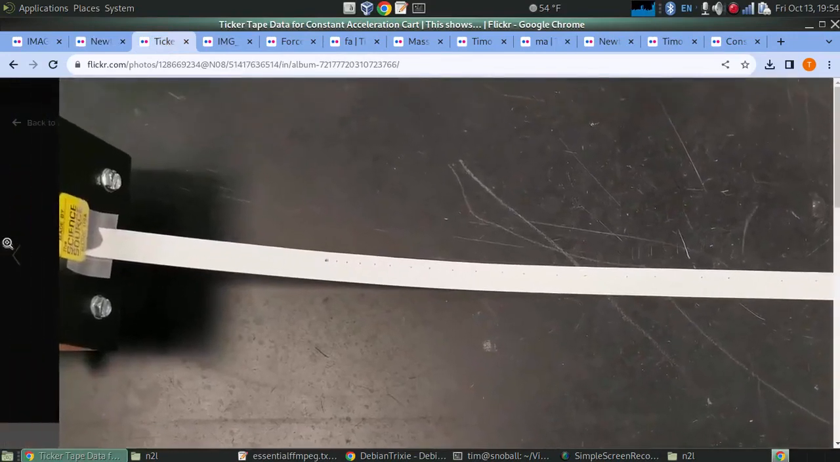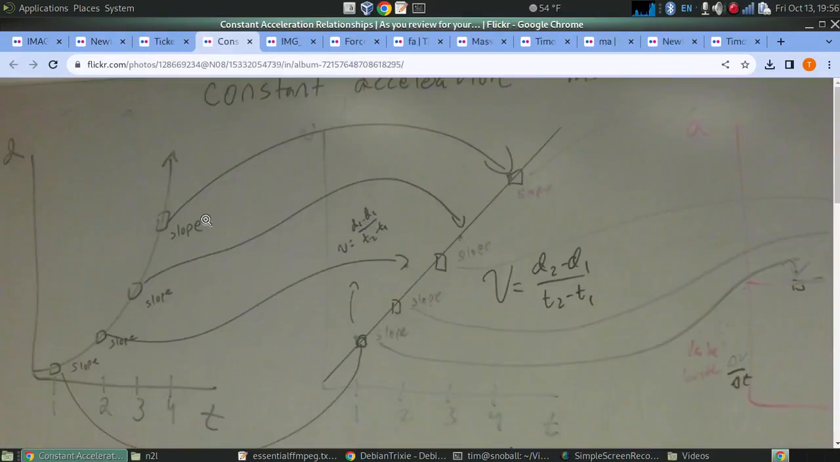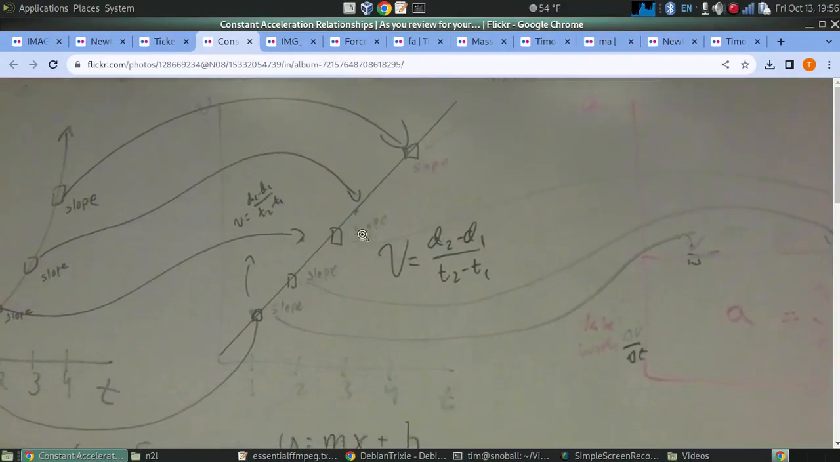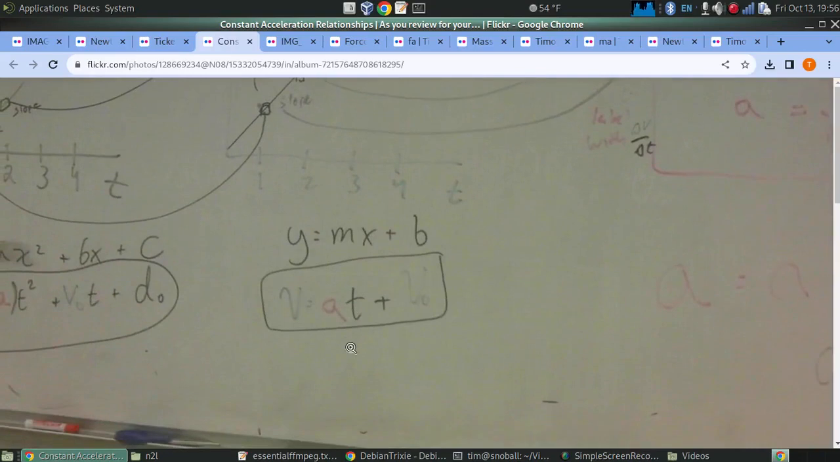We could hook a ticker tape timer up to the cart and measure dot distances and figure out velocities and accelerations from that, but that seems like a lot of work. One thing we've got going for us is that for constant acceleration, the velocity-time graph should be linear, and the slope of it should be the acceleration. So if we could find a way to collect velocity and time data and make that graph, we should be able to get the acceleration pretty easily.